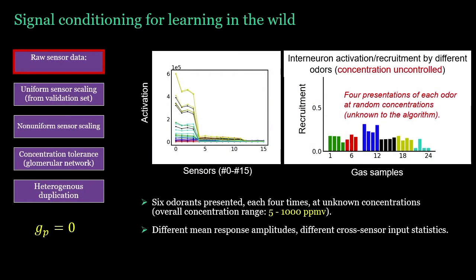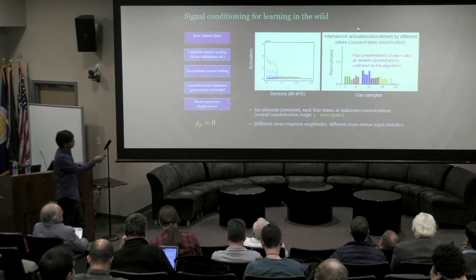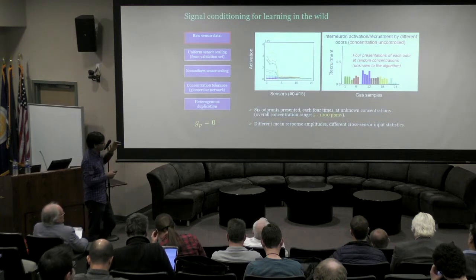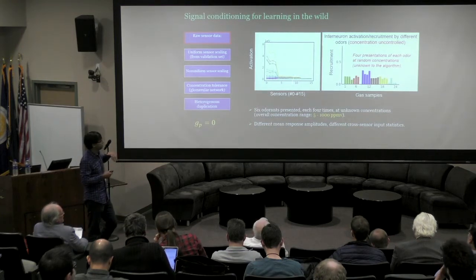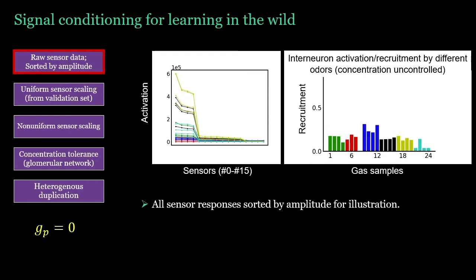Now, on this figure, the x-axis indicates the sensor indices, and the y-axis indicates the sensor responses. These are the raw sensor responses for 6 gas types at 4 different concentrations. And you see that the mean sensor responses are widely different. And on this figure, the x-axis indicates the 24 samples, and the y-axis indicates the fraction of interneurons that spike for each of these. And you see that they are widely different, but that's not the only case. For some of these, they are 0, and we don't want that. And hence, the no spike penalty is 0, and the goodness of preprocessing is 0 here.